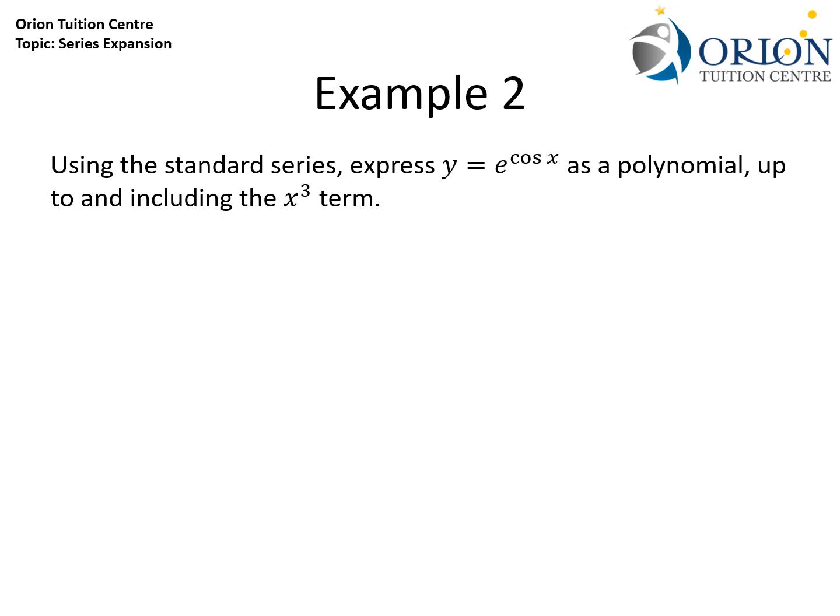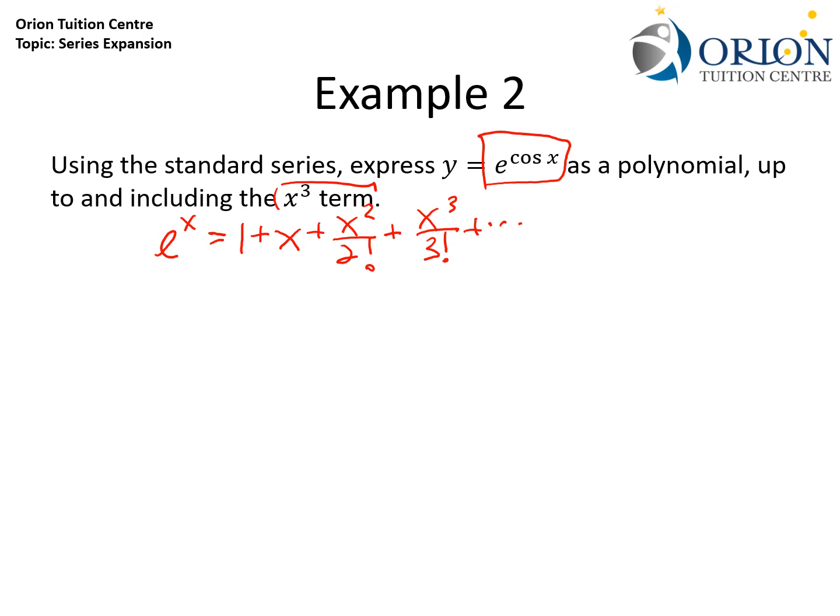In example 2, we need to make use of two standard expansions in order to find out what is the standard series expansion for e to the power of cosine x. We will need, number 1, e to the power of x, which from earlier we know is 1 plus x plus x squared over 2 factorial plus x cubed over 3 factorial, and so on. I stopped at the x cubed term because the question only requires me to find until the x cubed term. Next, for cosine x, we have 1 minus x squared over 2 factorial plus x to the power of 4 over 4 factorial, which we can neglect as well.